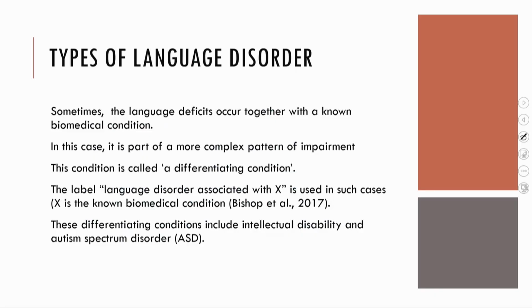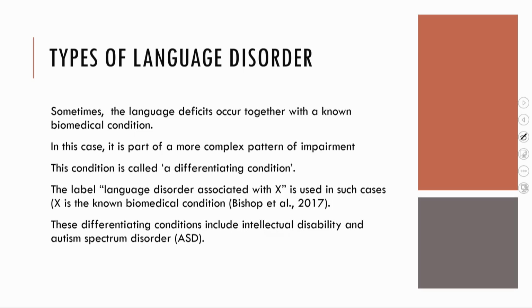Now, type of language disorder, there are primarily two, of course there are many, but for our purposes, because we started this lecture with the question whether language disorder and cognitive disorder always go hand in hand, this will in turn take us to the question of the modularity versus the interdependent kind of a structure. So, keeping that in mind, here we will talk about two kinds of impairments. One is the language deficits occur together with a known biomedical condition.